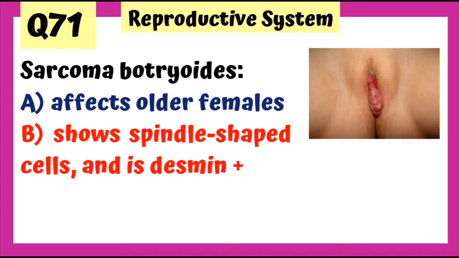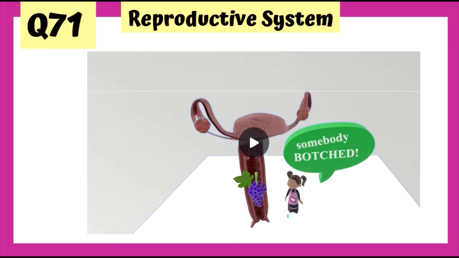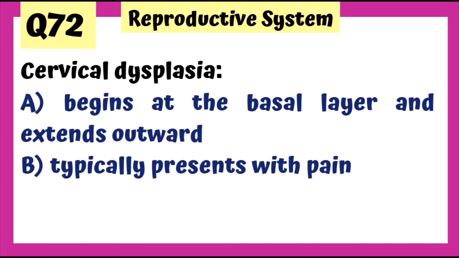This can also come up in the penis in boys, actually. All right, here we see a video, I'm not going to play it over here, this is more of a step one thing. Question 72, cervical dysplasia. It begins at the basal layer and extends downward, and it's typically asymptomatic and is detected with Pap smear, but it may present as abnormal vaginal bleeding, especially postcoital. That's cervical dysplasia. It does not present with pain.